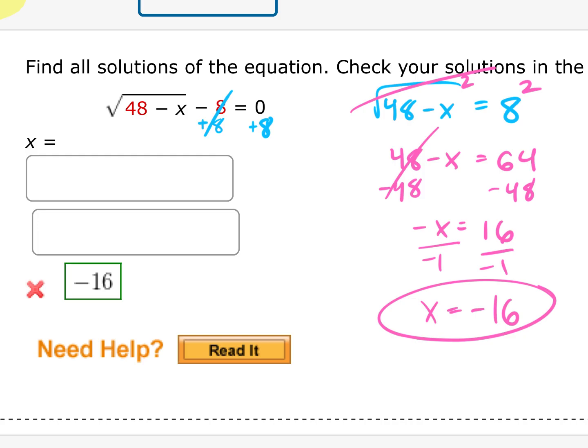Whenever you have square roots, you want to check just to make sure it works out. So here we have 48 minus negative 16 would be 64. Square root of 64 is 8, minus 8 is 0, so it works. So when you have fractions, typically when you have an x outside of the square root or outside of the fraction, you definitely want to check, but it doesn't hurt to check with something like this.